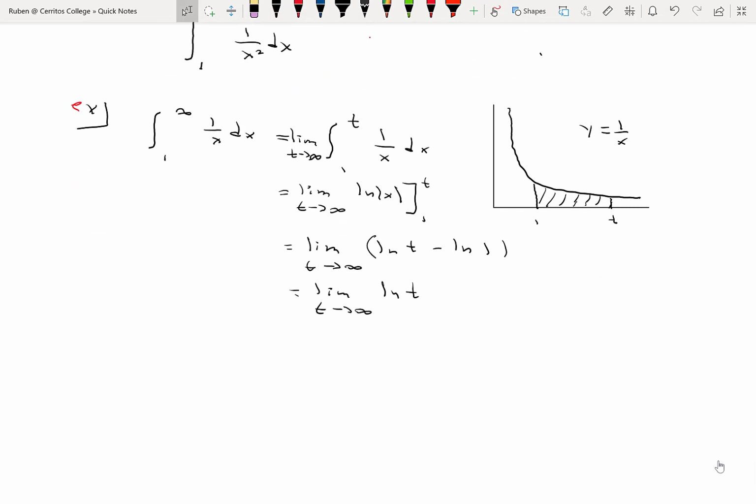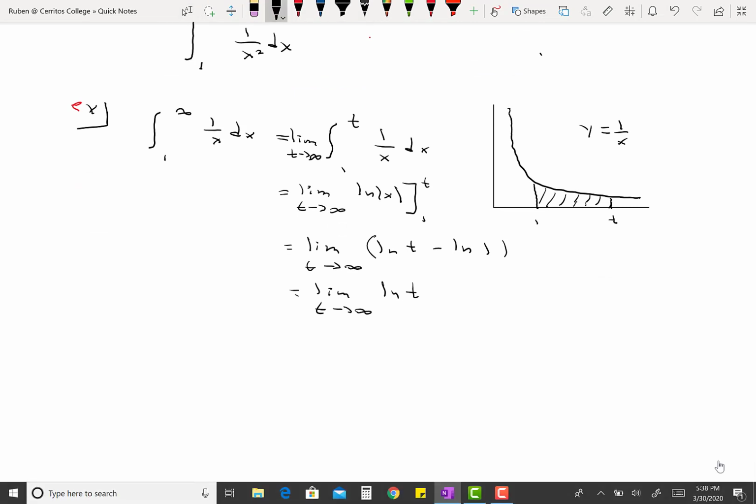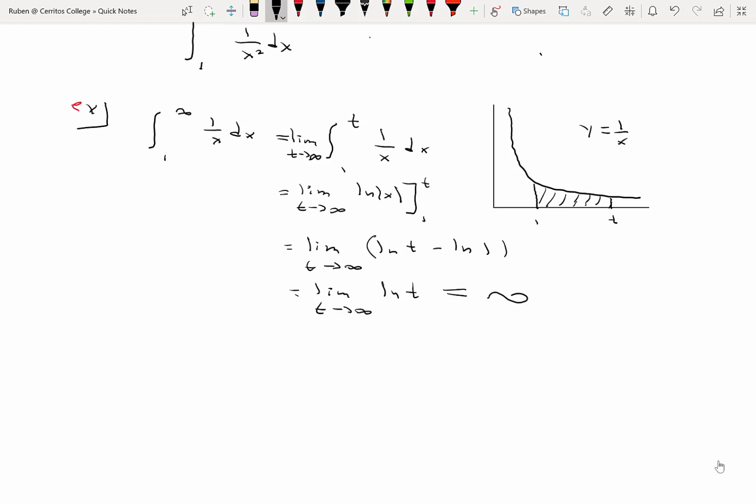Now the natural log of t, as t approaches infinity, approaches infinity very slowly. Remember, the natural log function grows extremely slowly, but eventually this integral approaches infinity. Okay, so this curve doesn't capture a finite amount of area between 1 and infinity.